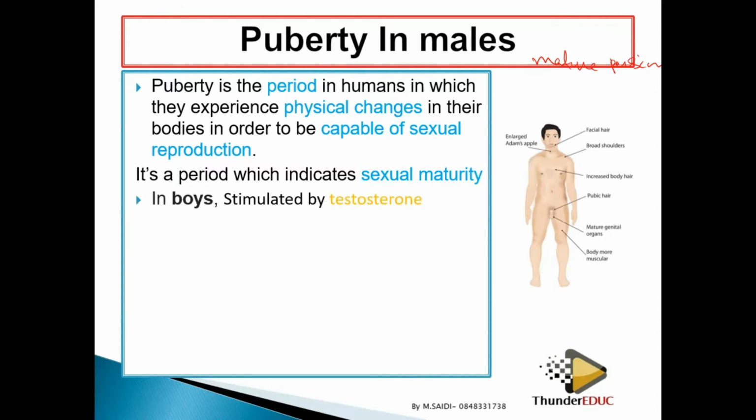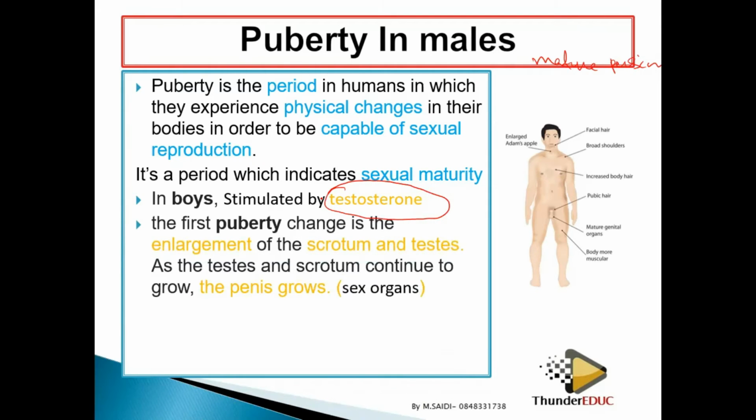All right. In boys, puberty is stimulated by testosterone. So you'll find that in males, testosterone is the hormone which brings about these secondary sexual characteristics. We said that testosterone has two functions, if we can recall. The first one is it brings about maturation of sperms. Number two, it brings about secondary sexual characteristics in males. What are those characteristics? The first puberty change is an enlargement of the scrotum.